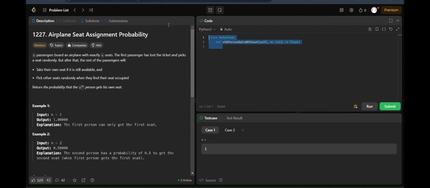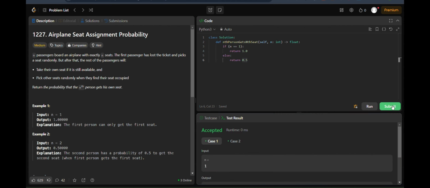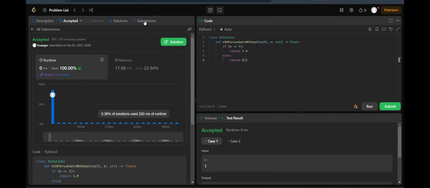Going to our LeetCode problem here. Now it's obviously a very simple solution. If n equals 1, then you have to return 1, else return 0.5. And here we are done.